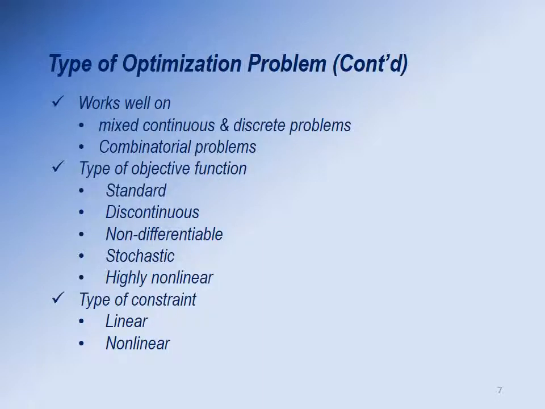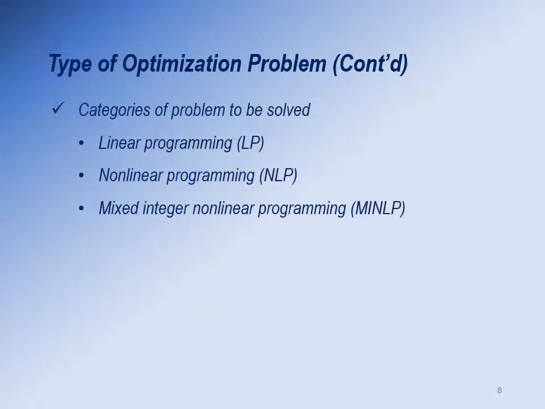Genetic algorithm works well on mixed continuous and discrete problems and combinatorial problems. The types of objective function that can be solved by genetic algorithms are standard objective functions, then discontinuous, non-differentiable, stochastic, and highly nonlinear functions. And the type of constraint that can be used here is both linear and nonlinear. Thus, after knowing the type of objective function and constraint, we can categorize the problems that can be solved by genetic algorithm, and those are linear programming, nonlinear programming, and mixed integer nonlinear programming.